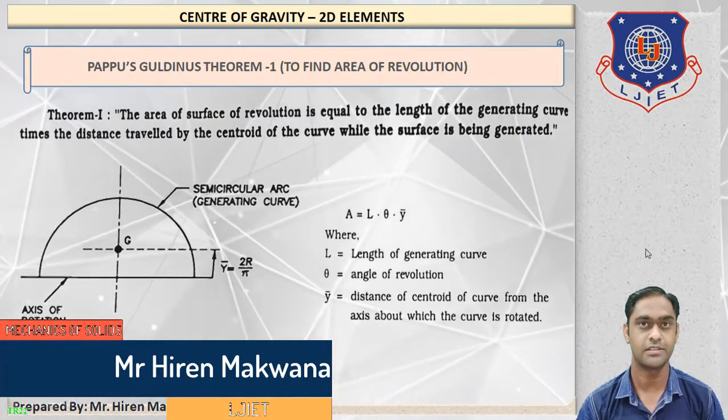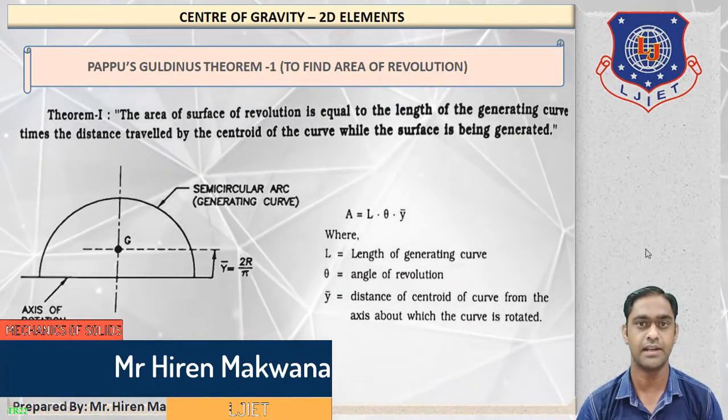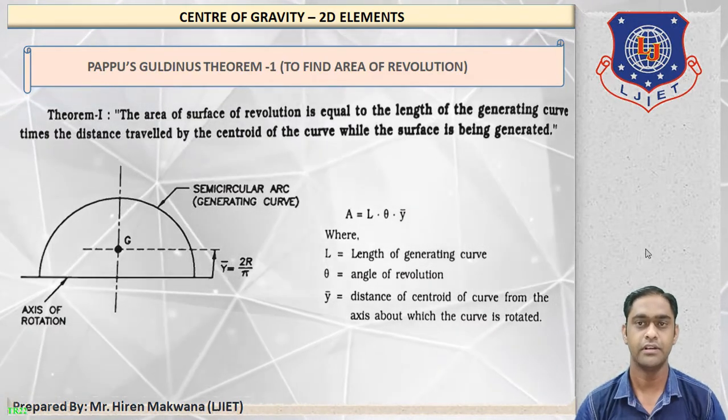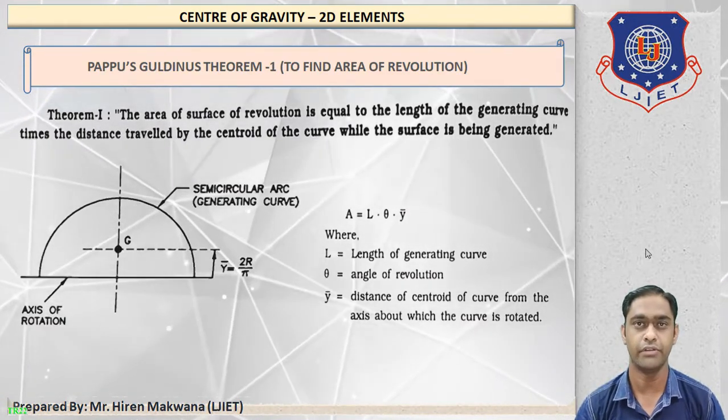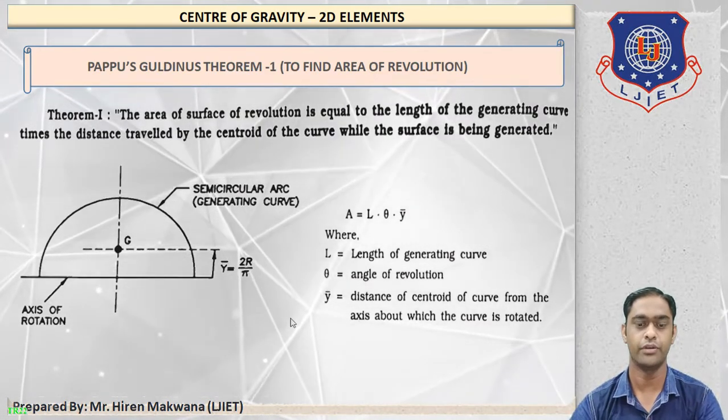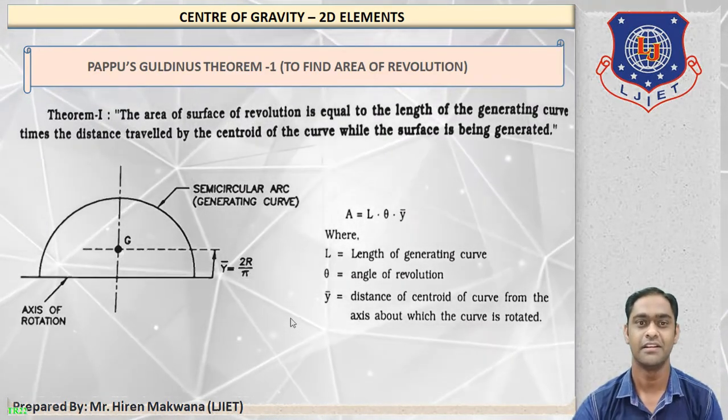Today we are going to discuss a new topic, that is Pappus-Guldinus theorem 1 and theorem 2. Theorem 1 is to find the area of revolution. Let us discuss how the area of revolution is working.